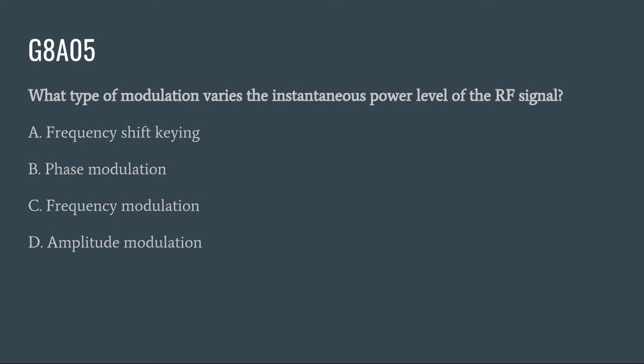G8A05, what type of modulation varies the instantaneous power level of the RF signal? A, frequency shift keying. B, phase modulation. C, frequency modulation. Or D, amplitude modulation. Correct answer is D, amplitude modulation.